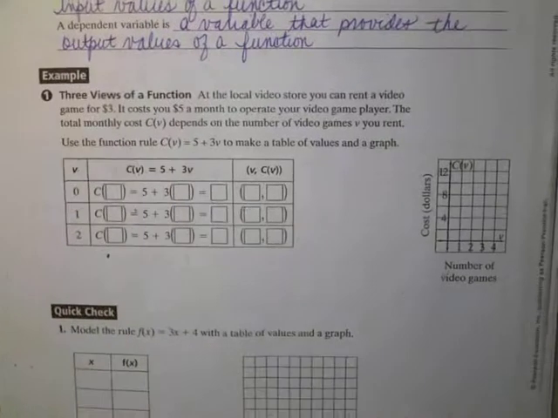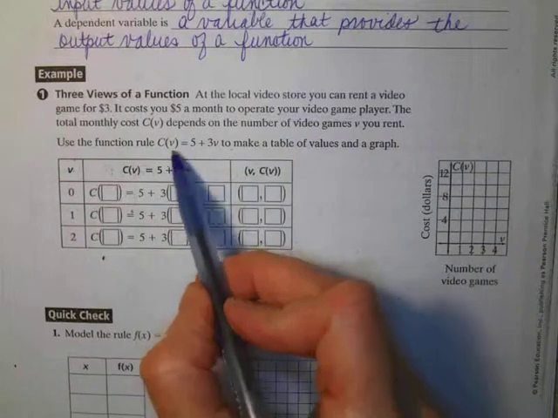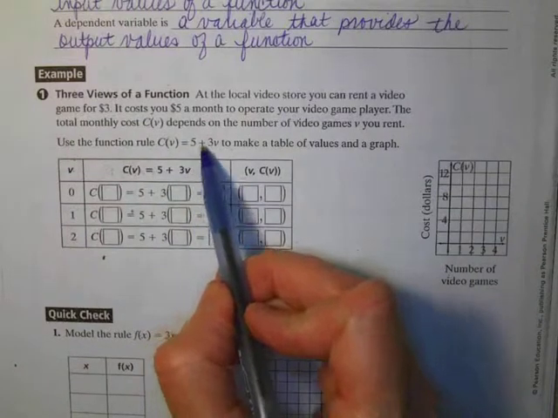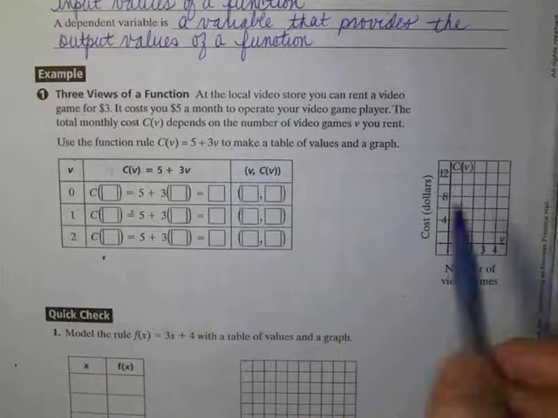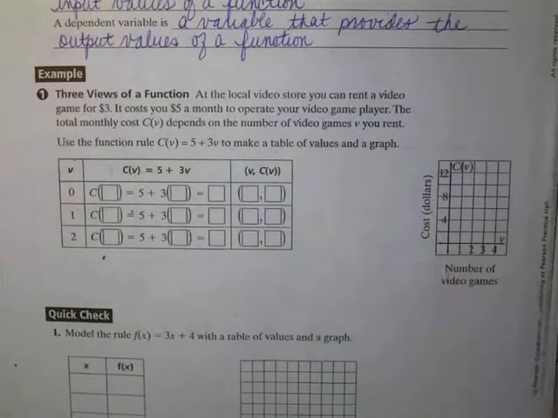Okay, so here we go. So let's look at this. 3 views of a function. At the local video store, you can rent a video game for $3. It costs you $5 a month to operate your video game player. The total monthly cost, C of V, depends upon the number of video games V that you rent. So use the function rule C of V equals 5 plus 3V to make the table of values and a graph. So we have 2 things we want to do here.